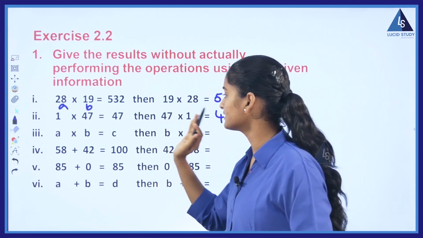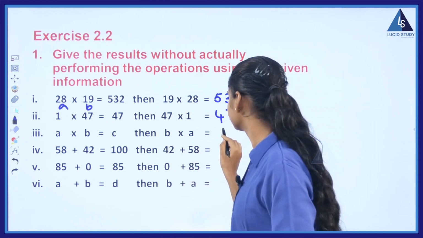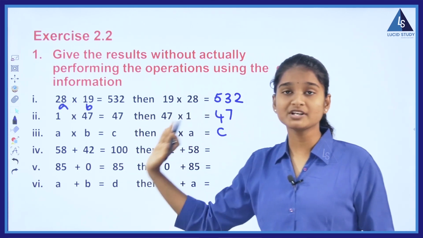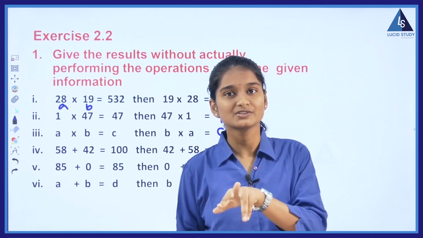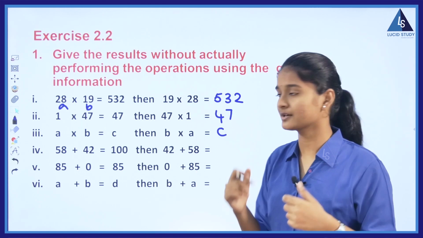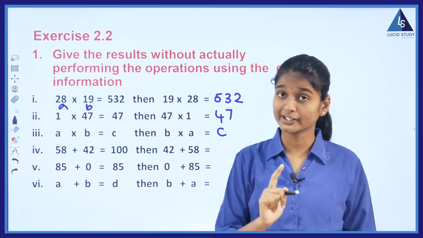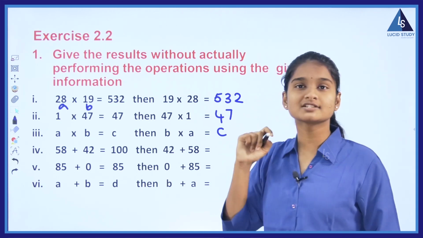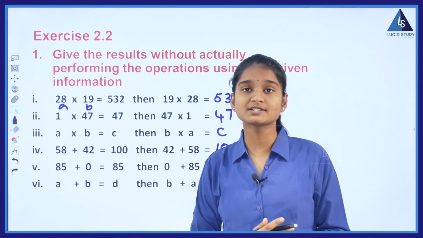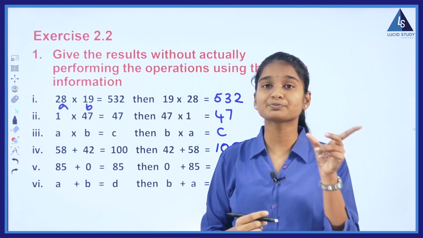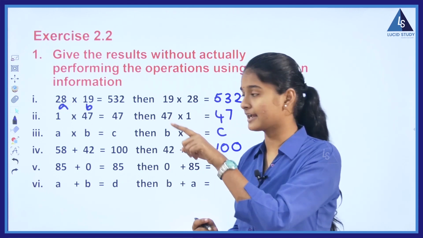A into B is equal to C. Then B into A is also equal to C. So this is commutative property under multiplication, right? A into B is equal to B into A. Yes. Now let's go through the next one. 58 plus 42 is equal to 100. Then 42 plus 58 is also equal to 100. Children, this property we have learnt as commutative property under addition. A plus B is equal to B plus A.